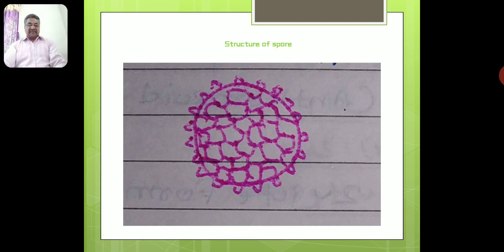Here also in Riccia, the spore germinates by protrusion of the endosporium. The germ tube divides to form a 6 to 8 celled structure, what we call the protonema or primary thallus. The protonema further divides and develops the new thallus of Riccia.